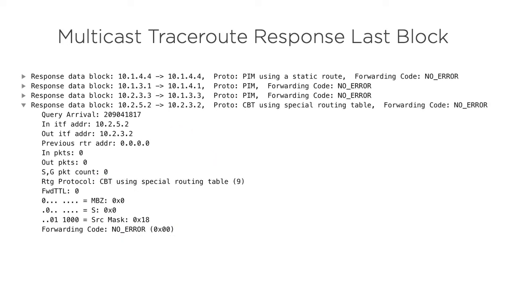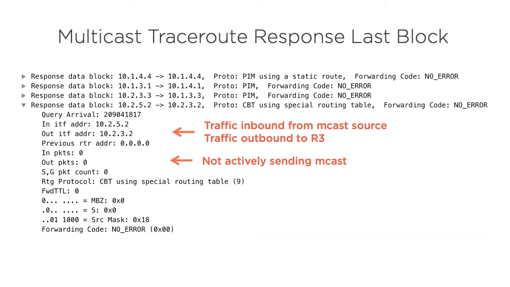Let's quickly cover the final block in the successful multicast traceroute. This message represents R2, the first hop router. Traffic arrives from the LAN interface from the multicast server and is sent downstream towards R3. There is no previous hop anymore because R2 is the first hop router in the multicast flow, so this is zeroed out. Again, let's skip over the 0 packet counters.